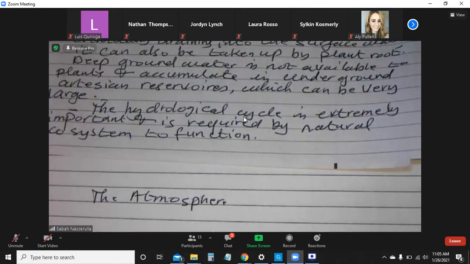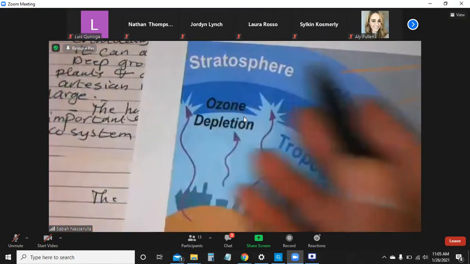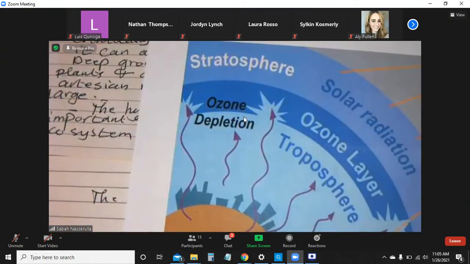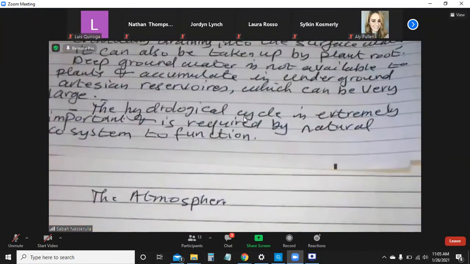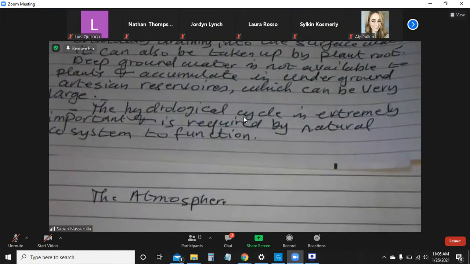Basically, these are the points we're going to talk about regarding the atmosphere, because as you know, the atmosphere has the stratosphere, the troposphere, and all this. So we're going to talk about each one of these a little bit here. Okay. Now, the atmosphere.